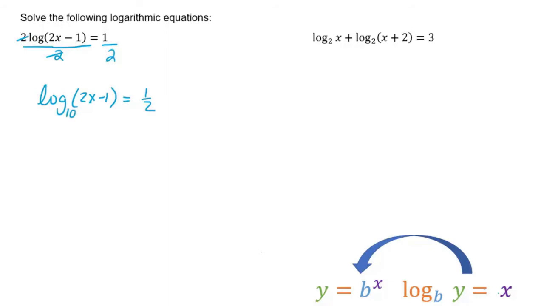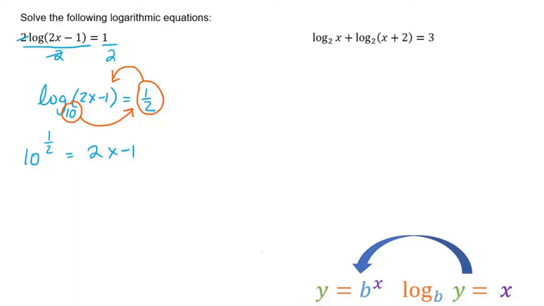Remember that the logarithm is to the base 10. So to rewrite it in exponential form, I read this as 10 to the power of 1/2 is equal to 2x minus 1. And we're pretty close to solving this problem. Once we've rewritten it in exponential form, we have a little bit of algebra left to complete.